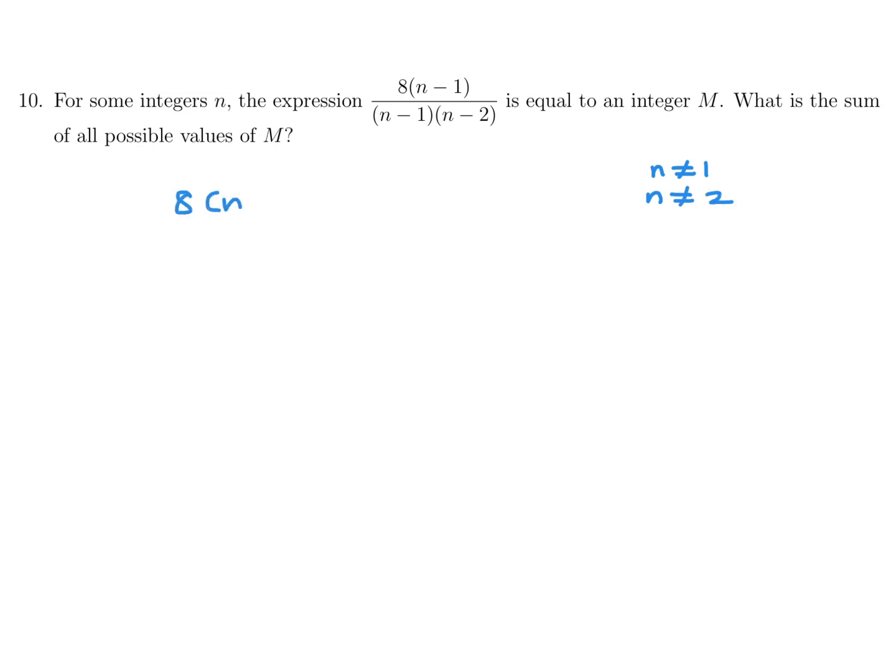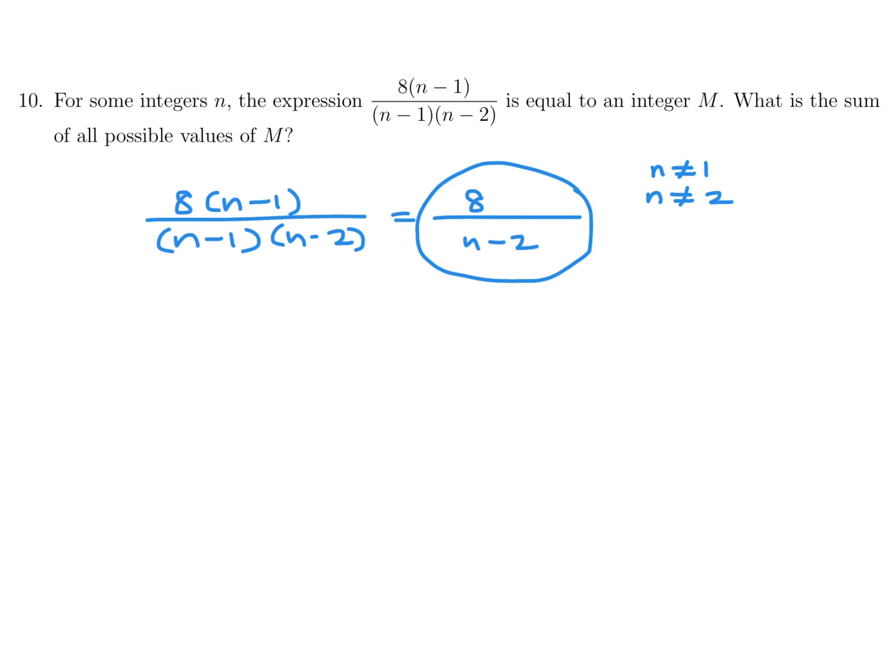So in that expression, the n minus 1s would cancel, so we're just left with 8 over n minus 2. Okay, let's see here. This is an integer. So the only way that can be an integer is if n minus 2 is equal to some factor of 8. And they don't say anything about positive or negative, so it could be positive or negative. So n minus 2 could be plus or minus 8, plus or minus 4, plus or minus 2, or plus or minus 1. Is that right? Yeah.